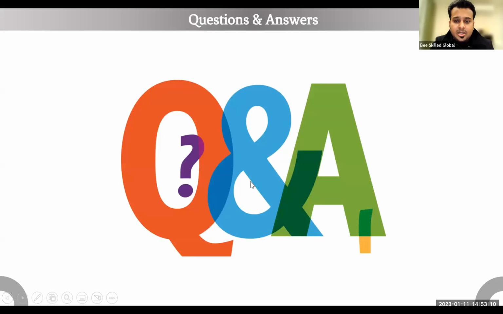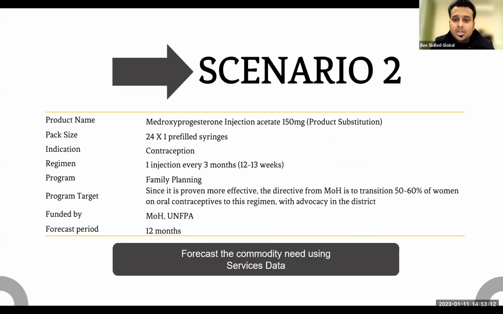Okay. Wait, Priyanka. Hold on. I'll let you know when to disable your screen. Just hold on. So it's an injectable contraceptive. It comes in a pack size of 24 syringes in one pack. It is required once every 3 months, almost about 3 months.